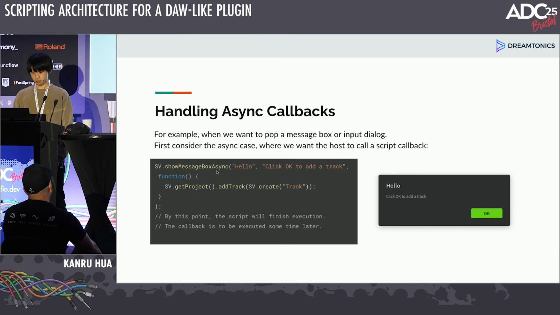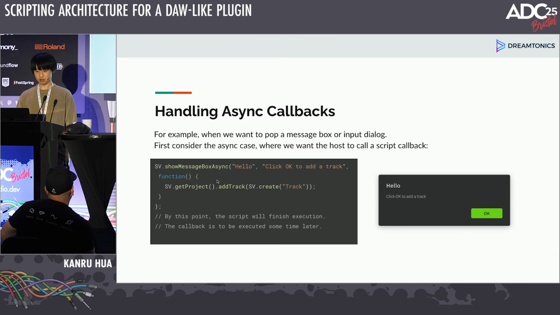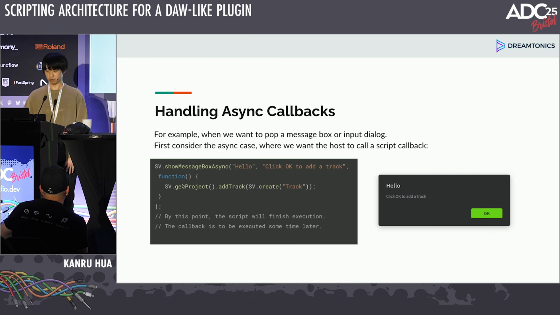You wrap and pass an anonymous or lambda function into this host method. In this case, if you press OK, it's going to add a new track to the current project. This function only gets called after the script finalizes and quits. When you run this, the first time you run it is not actually going to execute this function. It's only going to show a dialog, and then the script finishes. Later, when the user presses OK, it actually calls this anonymous function you're passing through the script.